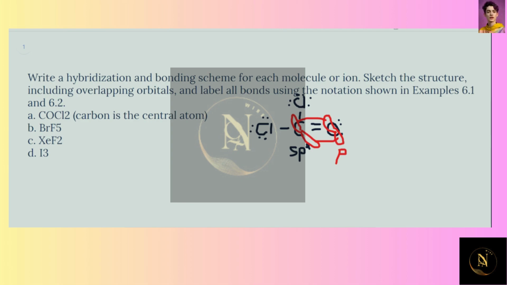For this bromine with 5 fluorines around it, we're going to have to break the octet rule here because it's got more than 4 things attached to it. So let's draw our bromine with 5 bonds to fluorine.